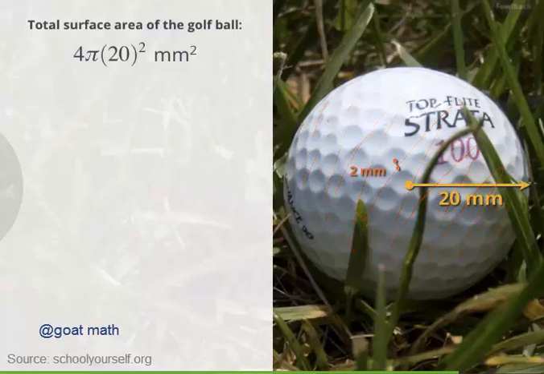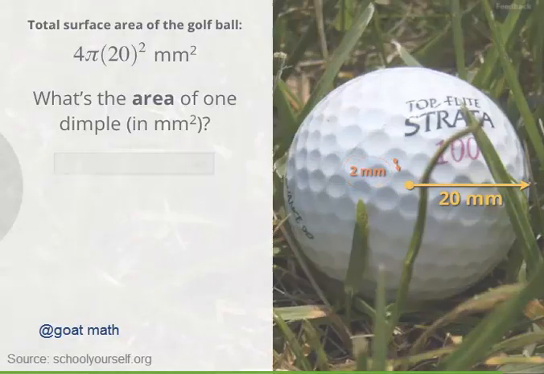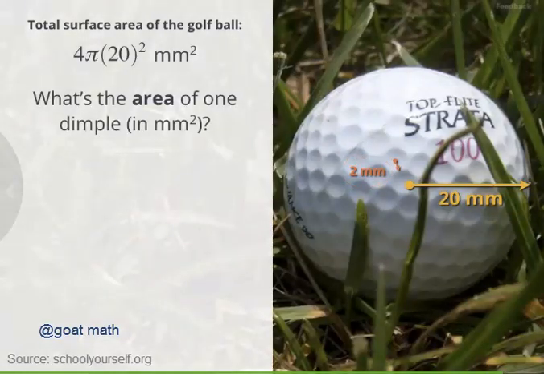But as we said, that surface is broken up into lots of circular dimples. What's the area of one of these circular dimples, keeping in mind that its radius is 2 millimeters? Right, the area of a circle is pi r squared. So that means the area of each one of these dimples is pi times 2 squared in square millimeters.